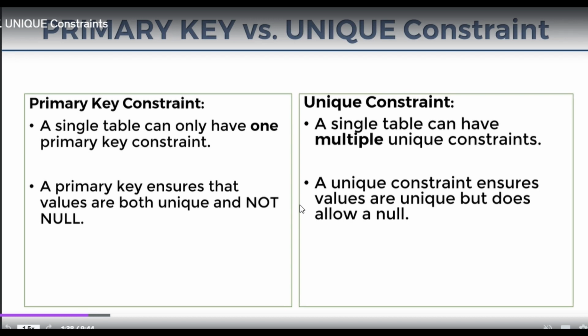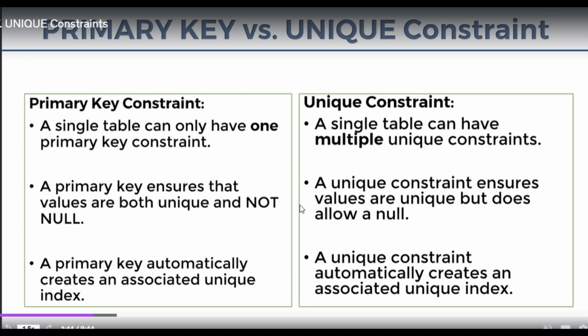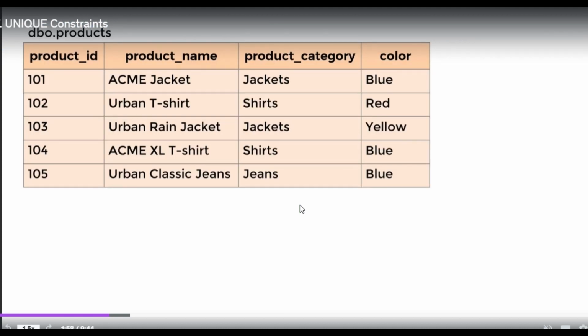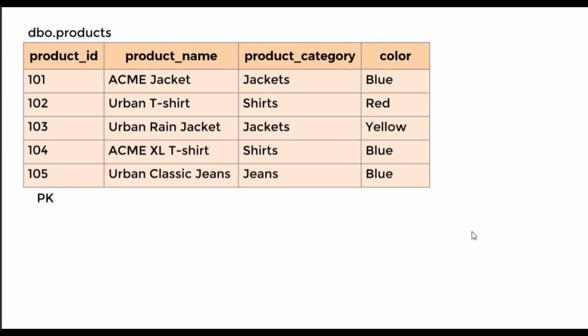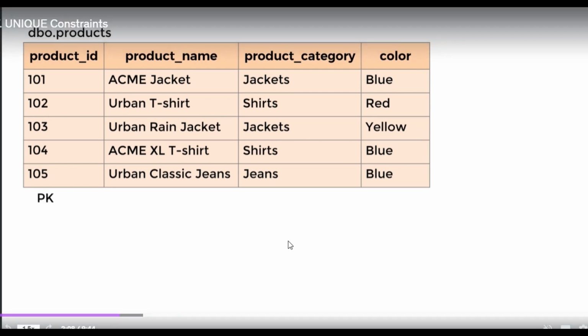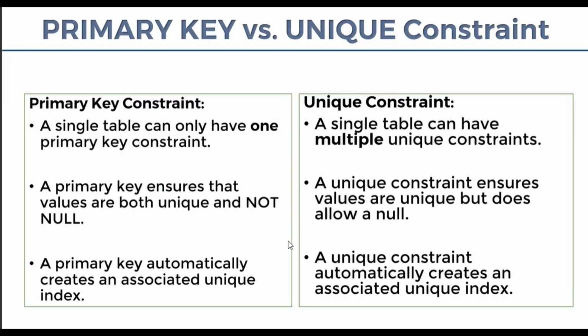One thing that a primary key constraint has in common with the unique constraint is unique data. A primary key automatically creates an associated unique index. A unique constraint automatically creates an associated unique index. Both are unique indexes. Let's see where we might use a unique constraint. So here we have a table.